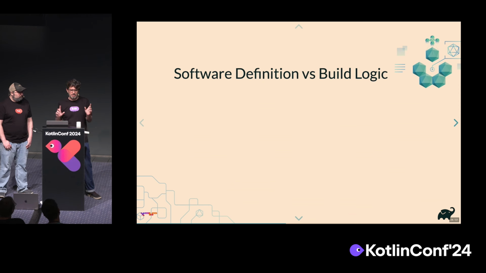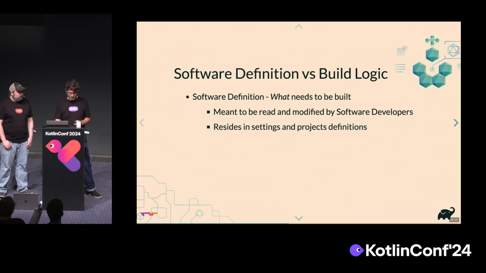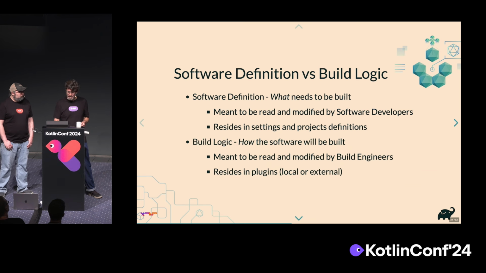So coming back to this distinction between the software definition and the build logic that Sterling mentioned. Software definition is what needs to be built, and that part is really meant to be read and modified by software developers. As of today, this already resides in settings and the project definition, the build.gradle.kts files and settings files. And the build logic, on the other hand, the how, is meant to be read and modified by build engineers. And these reside in plugins. The plugins can be local or external.